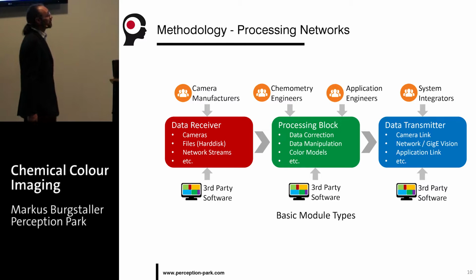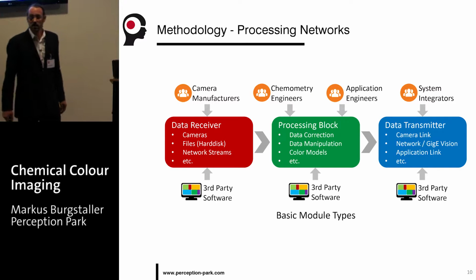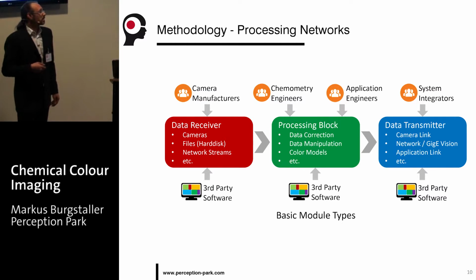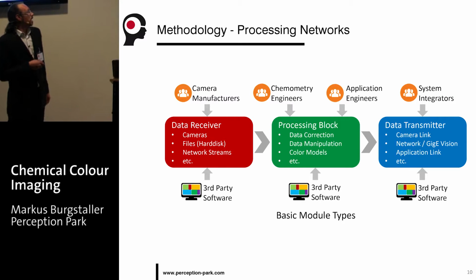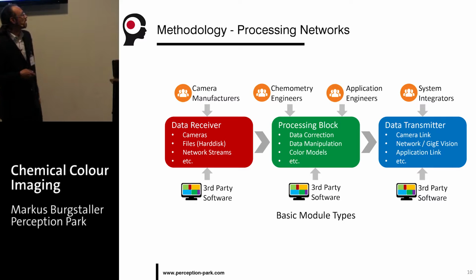Some words on methodology. We at Perception Park are data processing oriented. We see three basic modules, basic blocks. One is data receivers, like cameras, files, and network streams. The next is processing blocks, like data correction, filtering, whatever. And the last is data transmitters, so Camera Link output, Gigabit Ethernet output, and so on.